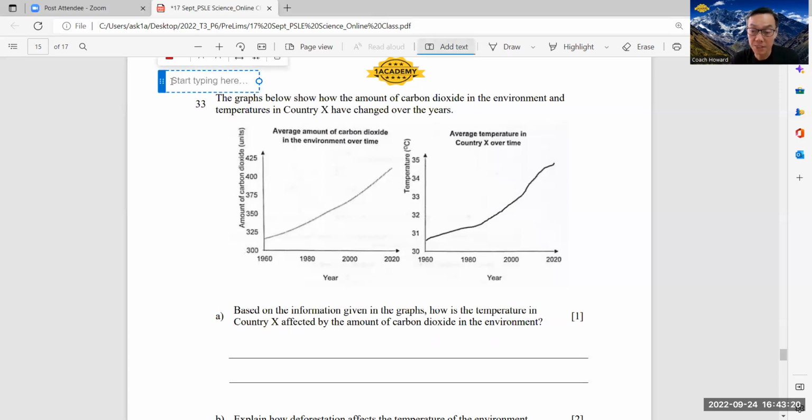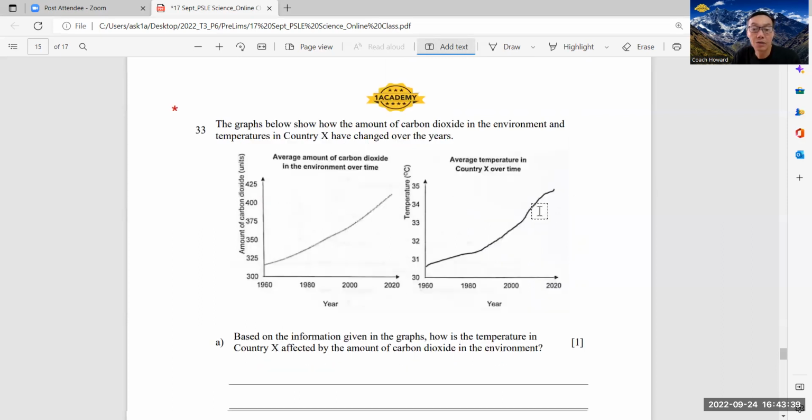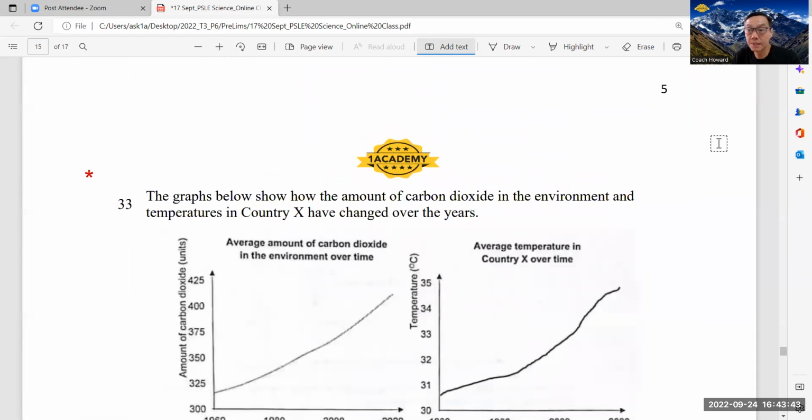Maybe I put an asterisk here. Okay, asterisk. Why do I put an asterisk? Because if you remember, this type of question was removed in the last 2 years of the PSLE science exam. So this year is the first year after COVID-19 they retest this topic on global warming. So let's study this carefully. Perhaps this year this question may appear in the 2022 PSLE science examinations.